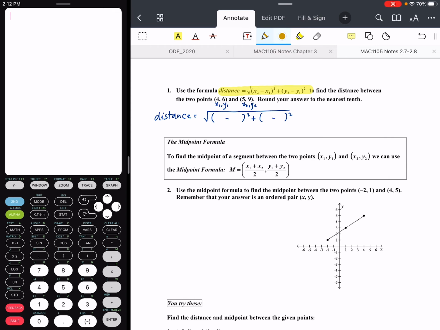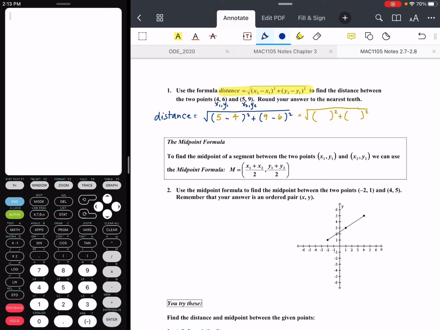All right, so let's see, x sub 2 is 5, minus x sub 1 is 4, and then y sub 2 is 9, minus y sub 1 is 6. So (5 minus 4) squared plus (9 minus 6) squared, the whole thing underneath the square root sign. All right, and filling this in. And I'll change colors just so we can kind of see what's happening.